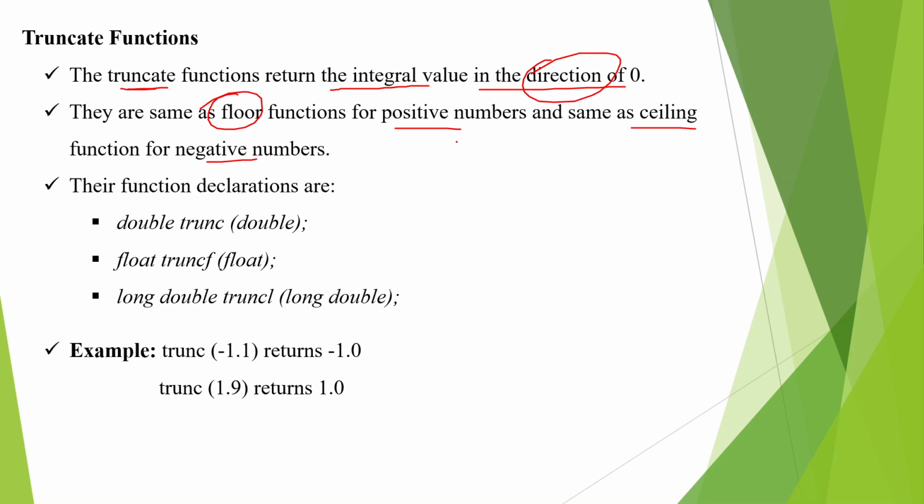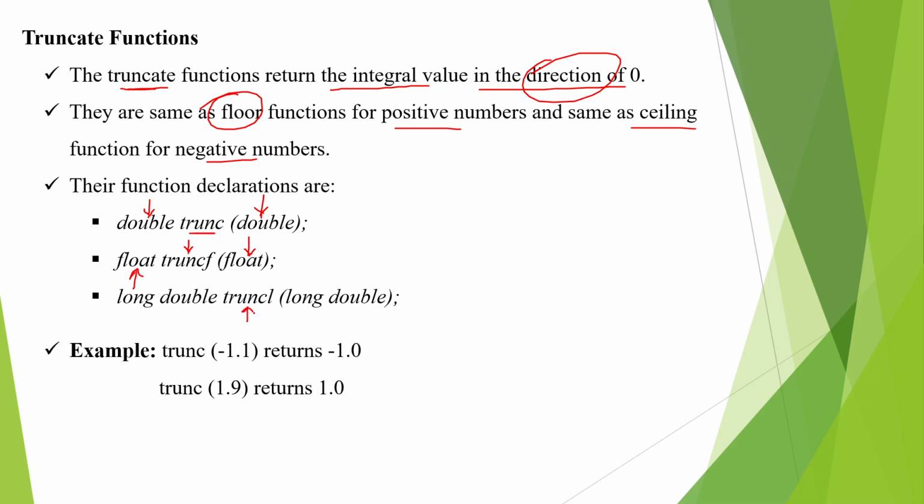And the general syntax for this truncate function, again with respect to double, with respect to float, with respect to long double, we have 3 different syntaxes. Trunc, the regular trunc function, deals with double. It takes input as double and returns a double value. Then truncf takes input as float and returns a float value as output.